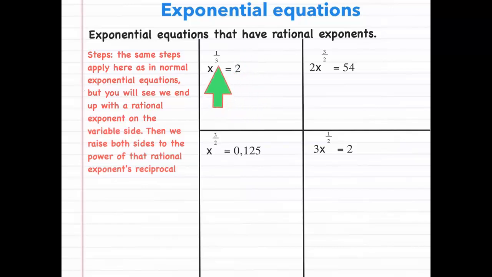Then, now that we have rational exponents, the steps are really easy. We just simply raise both sides to the power of that rational exponent's reciprocal. Now that's for the rational exponents. We're going to raise both sides to that exponent's reciprocal.